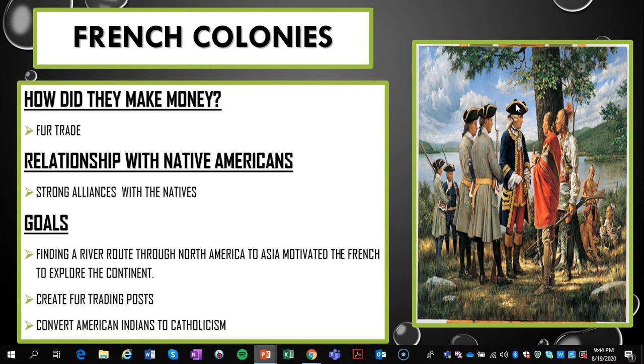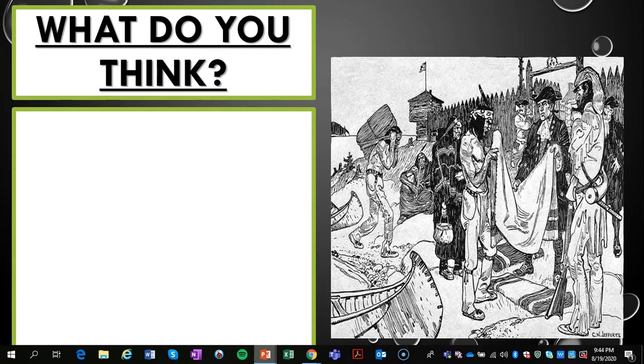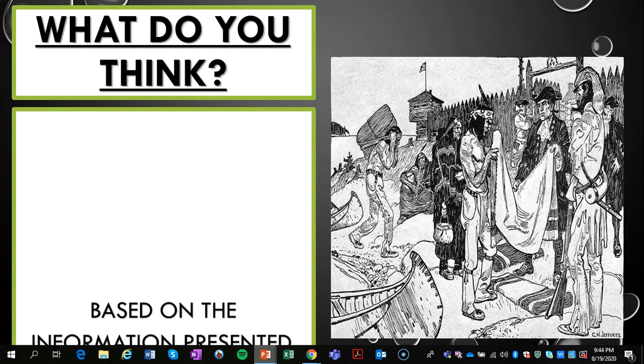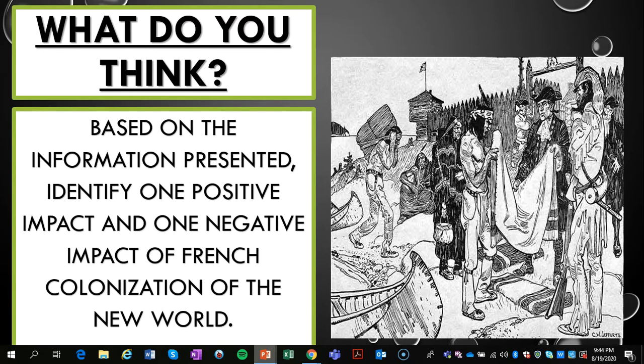They also wanted to create fur trading posts, which were very successful, as we indicated, in how they made money. Also, they wanted to convert American Indians to Catholicism, similar to what the Spanish did. They might have done so not as harshly as the Spanish did, though. So, what do you think again? Can you identify one positive and one negative impact of the French colonization of the New World?